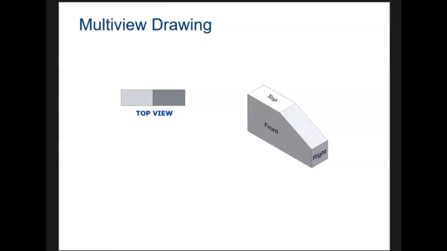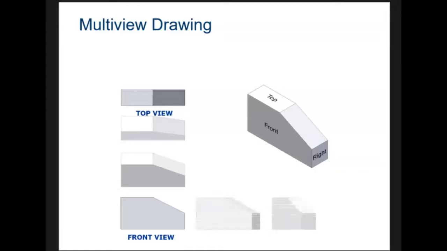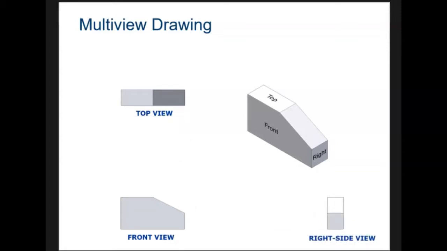Imagine moving the part so that you would see it as the front view, just like the animation just showed us. And then imagine doing the same thing for the right side. You're just moving it so that you can see the right side. This is a multi-view drawing at its most basic form.